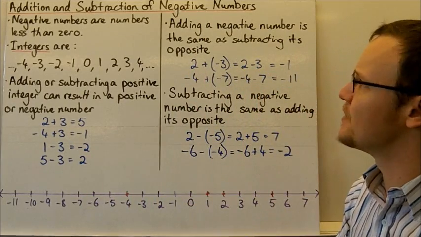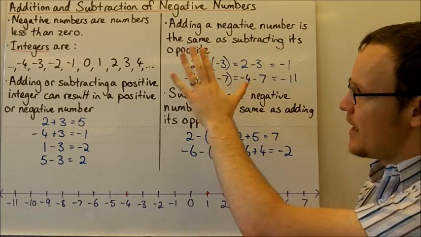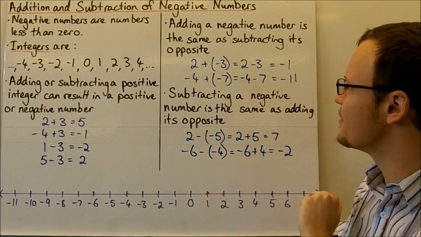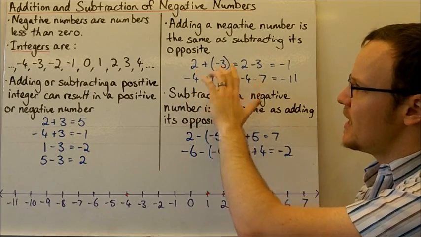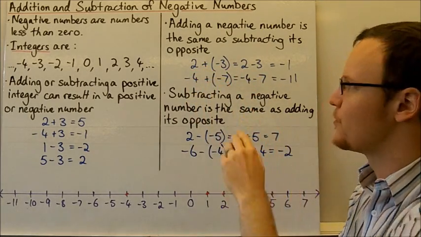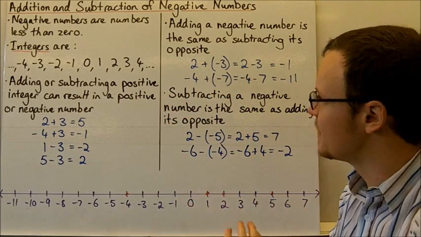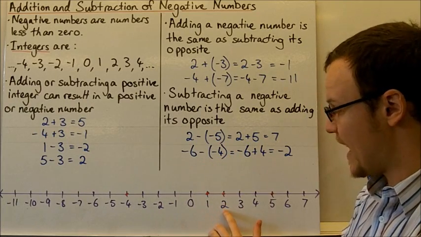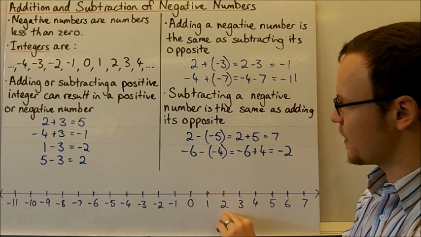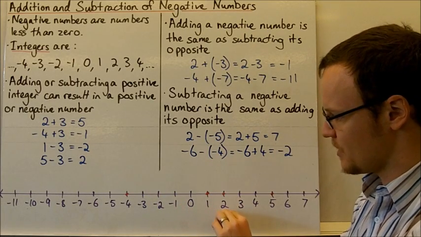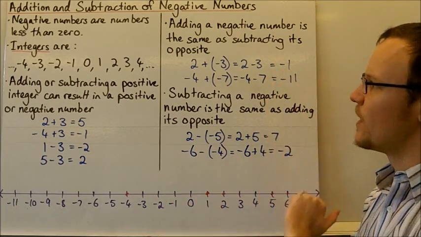If we add a negative number, it's exactly the same as subtracting its opposite. So 2 plus negative 3 is the same as 2 minus 3, which is equal to negative 1. You can think about it as a negation, reversing the sign before it, so the minus counteracts the plus. Adding would normally get bigger, but because of that negation we're moving in the opposite direction. Starting at 2, subtracting 3, we get to negative 1.